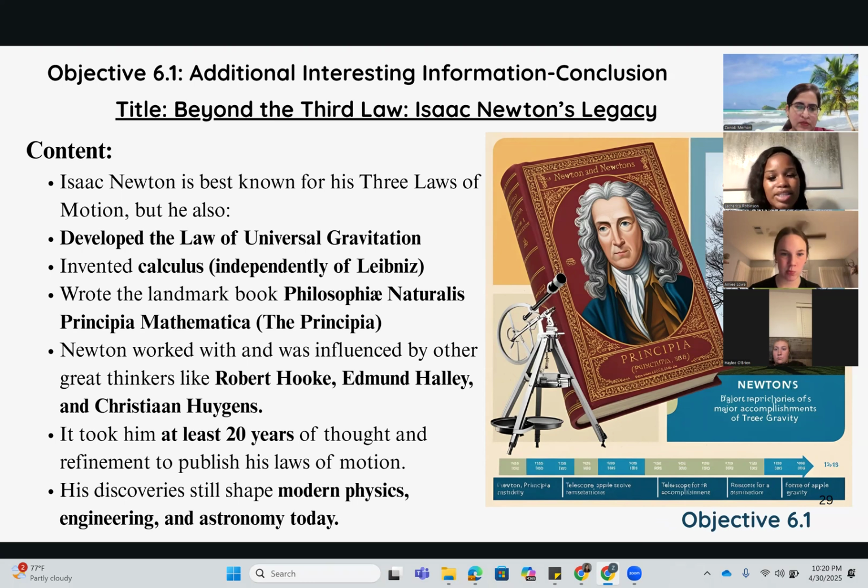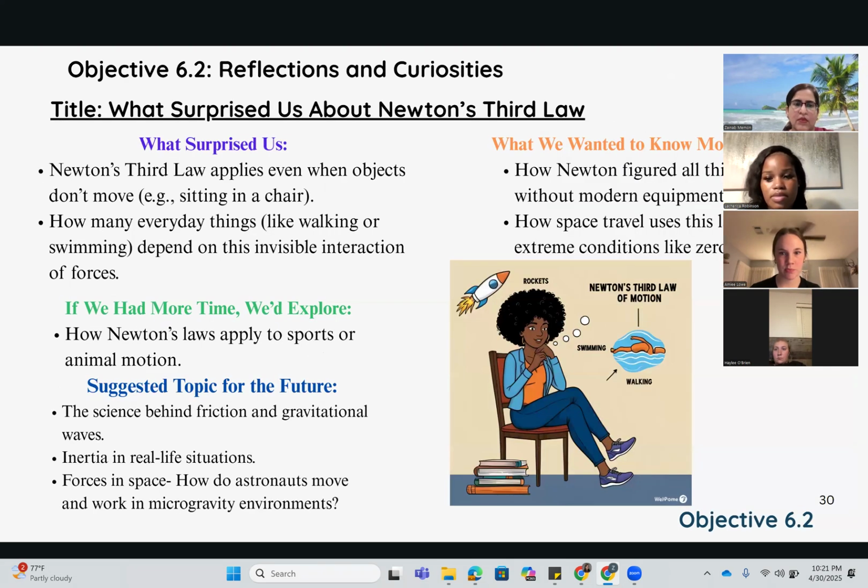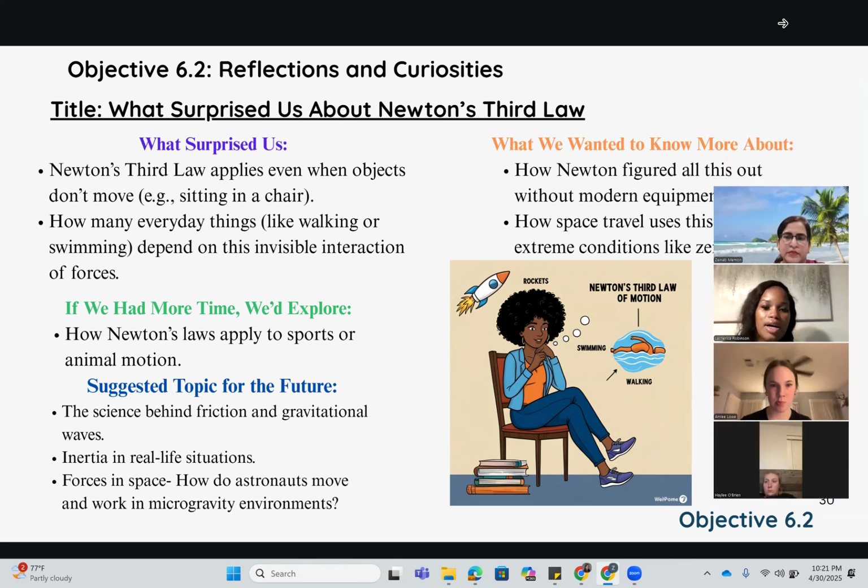It took him at least 20 years of thought and refinement to publish his laws of motion. His discoveries still shape modern physics, engineering, and astronomy today. Some things in Objective 6.2 that surprised us would be that Newton's third law applies even when objects don't move, and how many everyday things like walking or swimming depend on invisible interactions of forces.